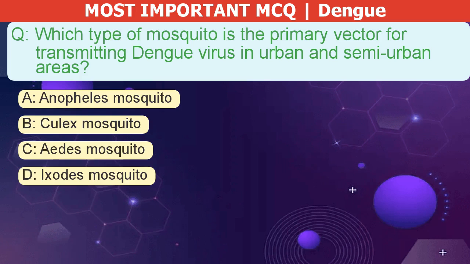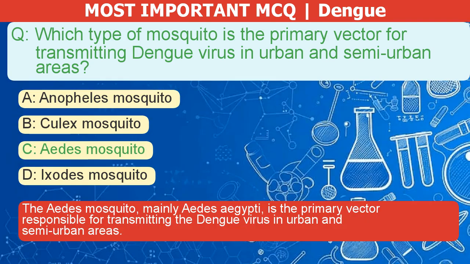Which type of mosquito is the primary vector for transmitting dengue virus in urban and semi-urban areas? A. Anopheles mosquito. B. Culex mosquito. C. Aedes mosquito. D. Ixodes mosquito. The correct answer is C. The Aedes mosquito, mainly Aedes aegypti, is the primary vector responsible for transmitting the dengue virus in urban and semi-urban areas.